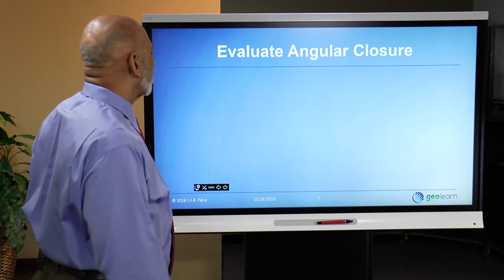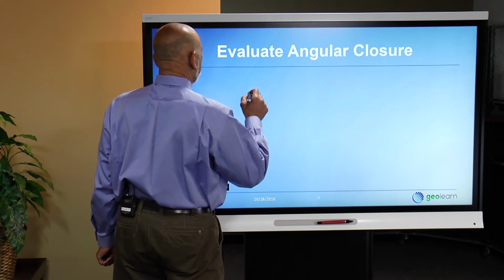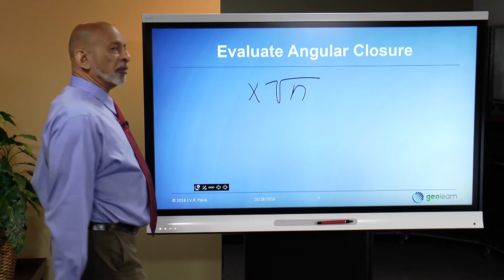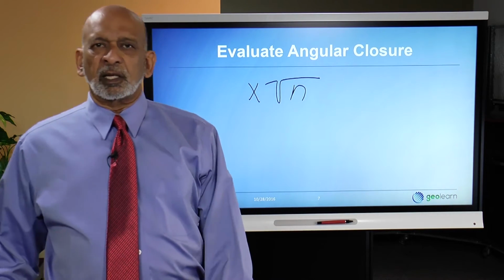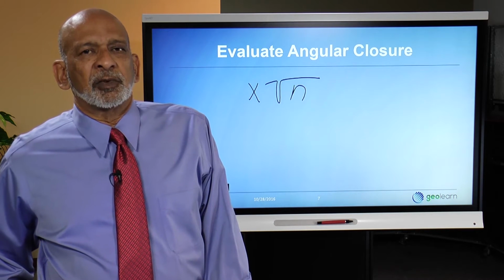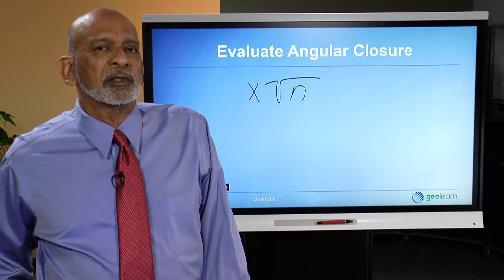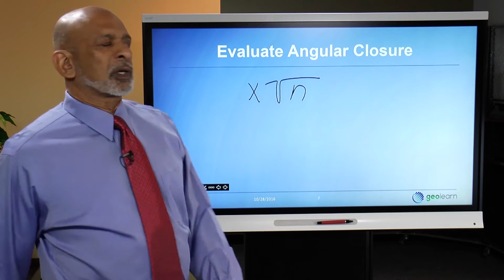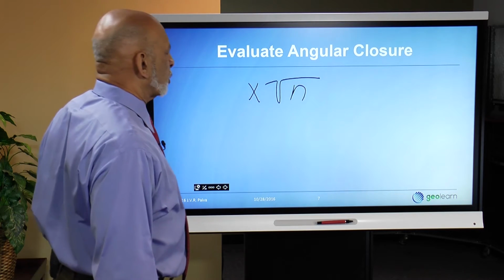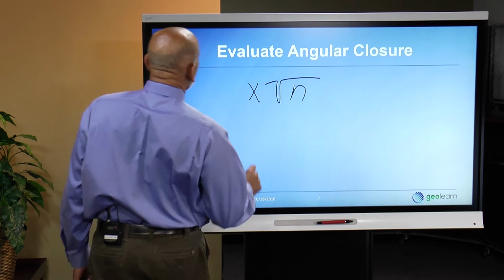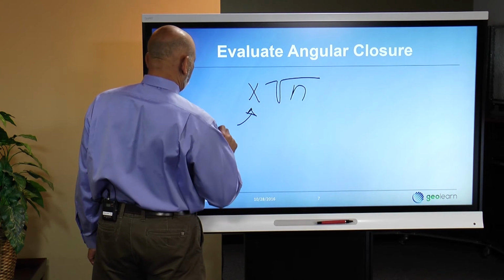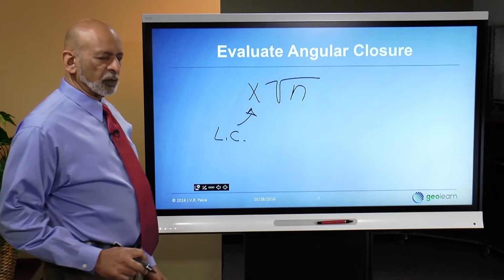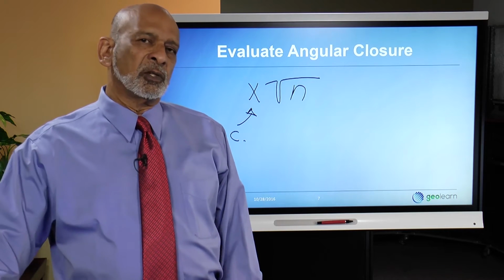So evaluating angular closure, the basic thing is that it's x times the square root of n, where n is the number of angles in your traverse. Not the number of sides necessarily, because that can be confusing, because if it's a geometrically open traverse, your last 2 lines don't count, so you actually have to look at the number of angles you actually measured. And x varies a lot. Very often it's the least count of the instrument.